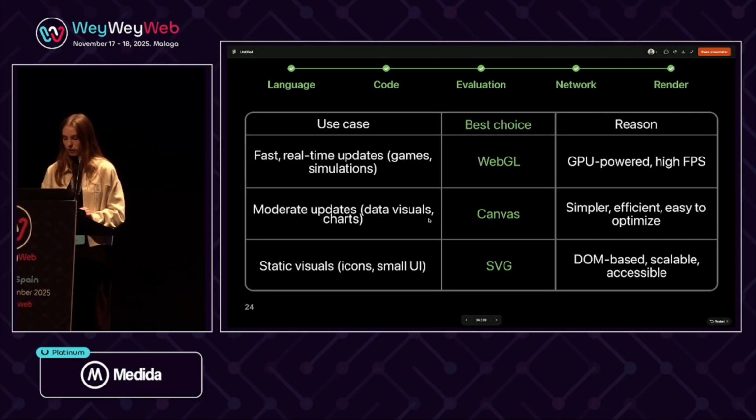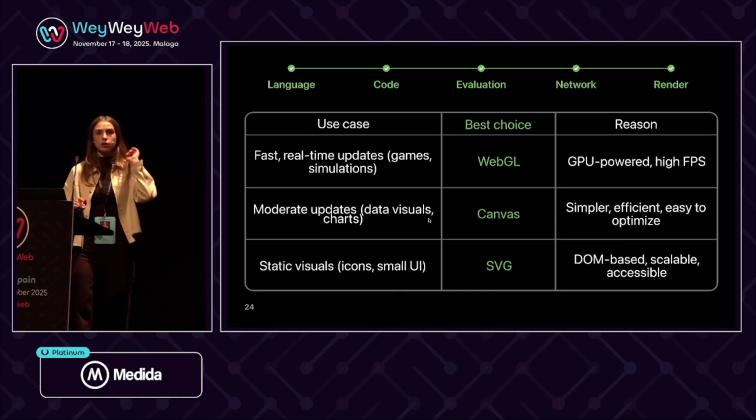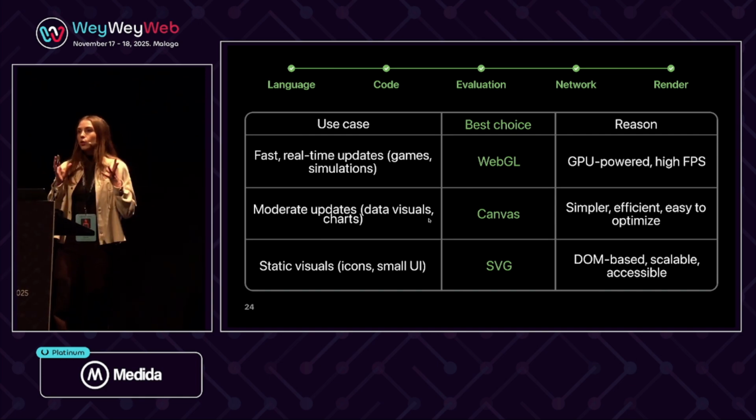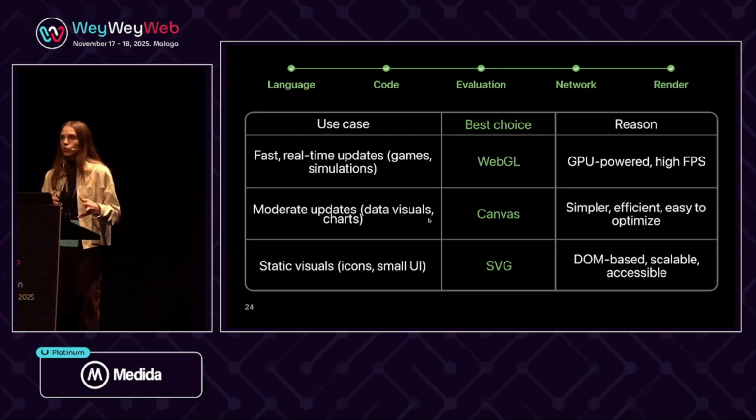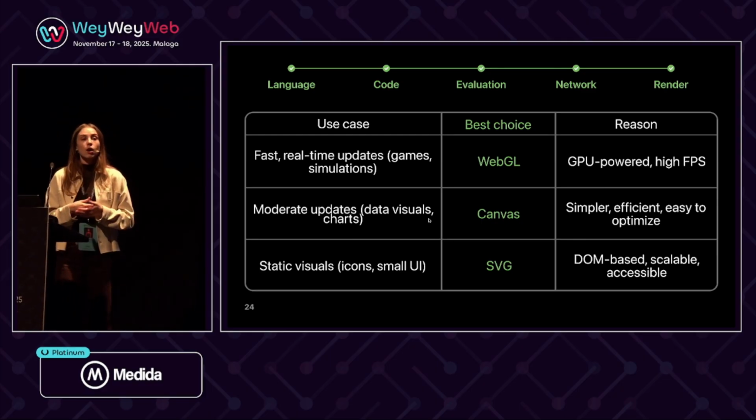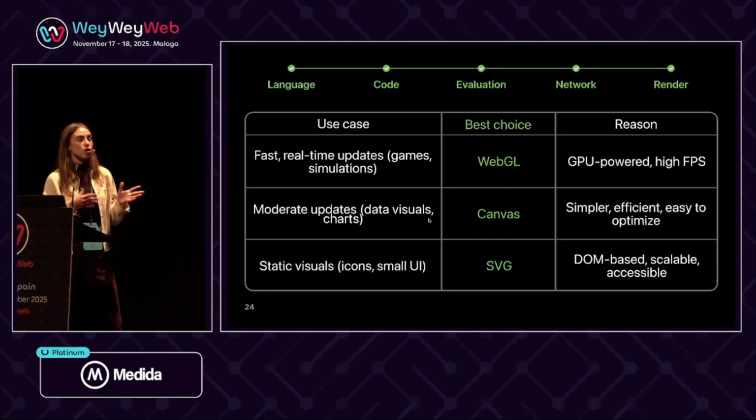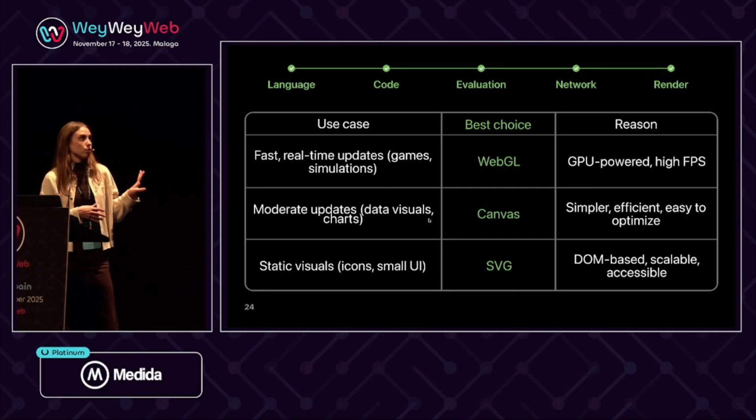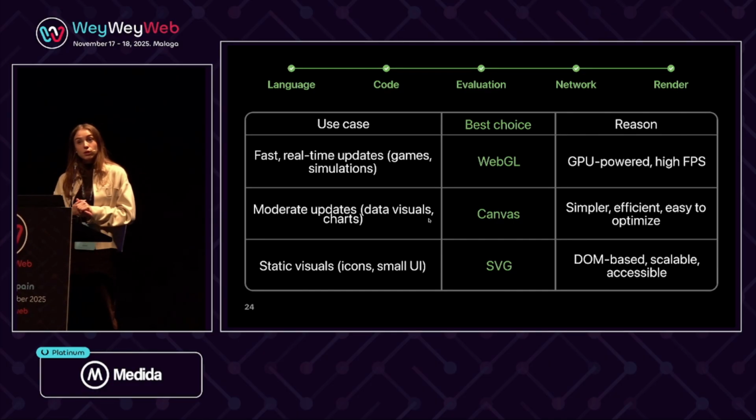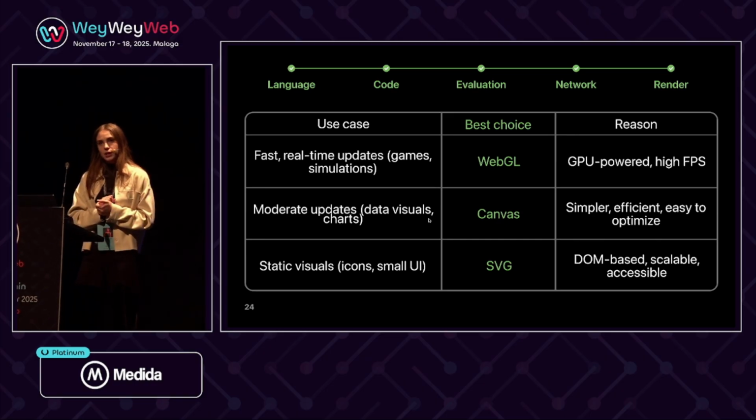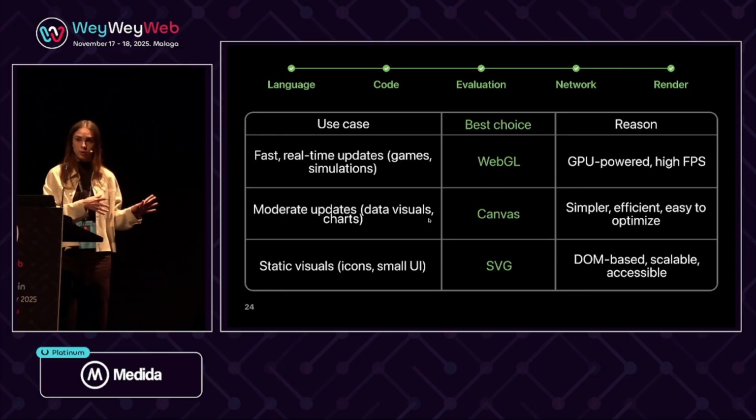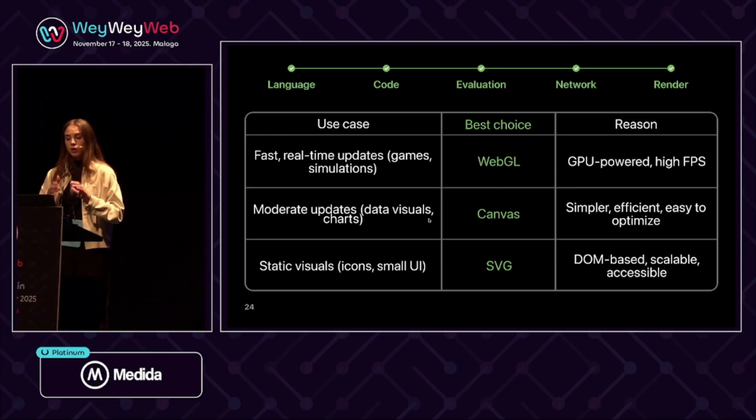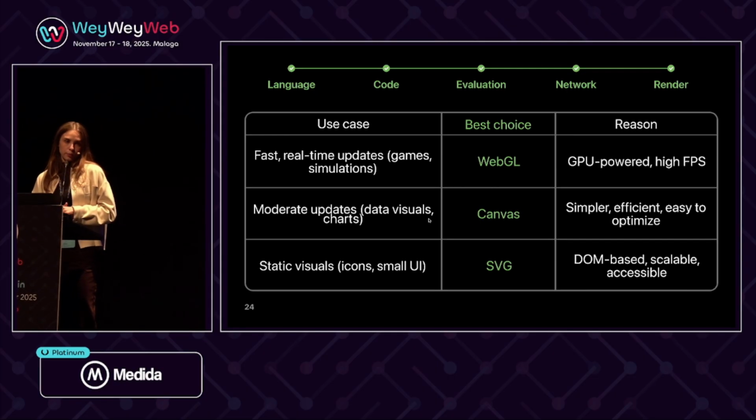So, all these approaches are valid. And it always depends on your project's needs. If you develop games, for example, or something that changes rapidly, it's better to use WebGL. If you have something slower, it's better to use Canvas. And if you have a static visualization like icons or a small UI, you need to use SVG.